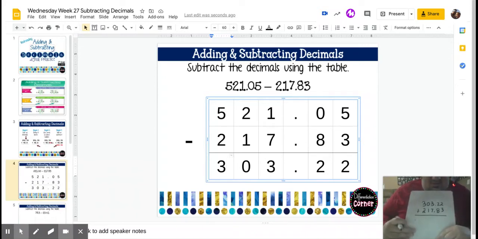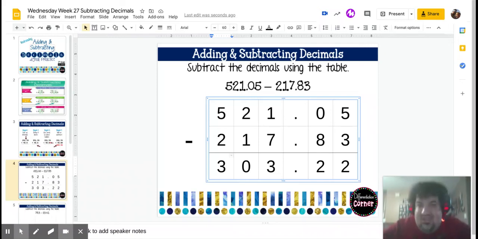So let's find out. So 2 plus 3 is 5. 8 plus 2 is 10. Drop my decimal point straight down. 1 plus 3 plus 7 is 11. 1 plus 0 plus 1 is 2. And 3 plus 2 is 5. So guess what? We got 521 and 5 hundredths. So that means we got a good answer.